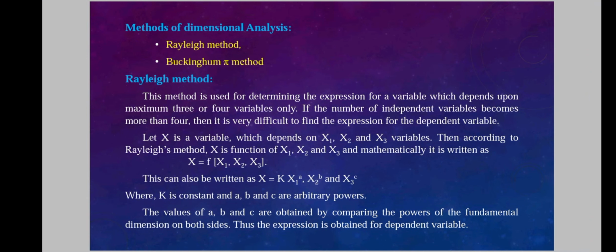Methods of dimensional analysis. For solving dimensional analysis, two methods are employed. One is Rayleigh method, another is Buckingham method. In the Rayleigh method, the values of A, B, C are obtained by comparing the powers of the fundamental dimensions on both sides. Thus the exponents are defined by the dependent variables. If the number of independent variables becomes more than 4, then it is very difficult to find the expression for the dependent variable.